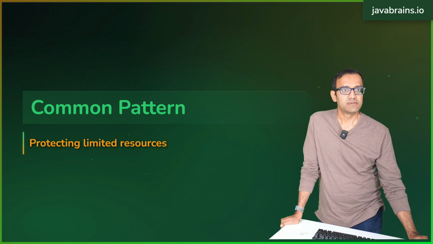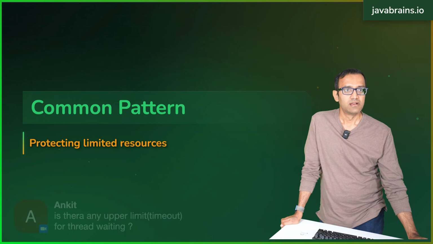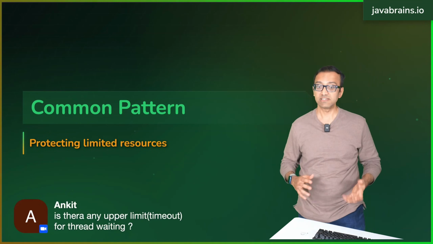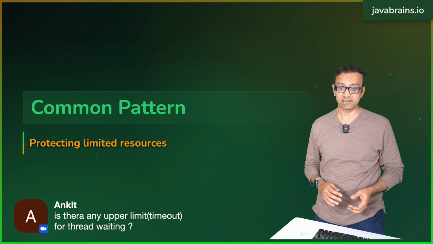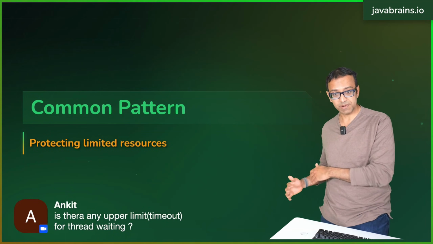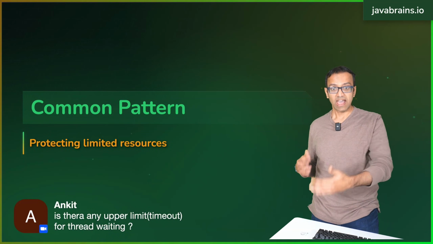I'm going to address some questions. Are there any upper limit timeout for thread waiting? Timeouts can be managed, and I suggest you do manage it when you do these concurrent connections, but it is not in the annotation itself. Timeouts are managed separately. So the caller has a timeout.